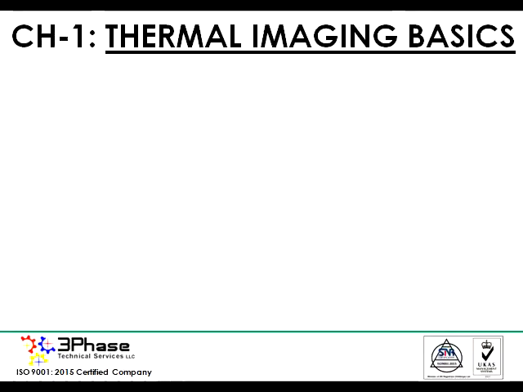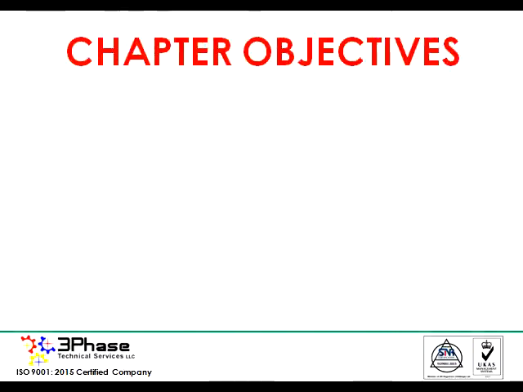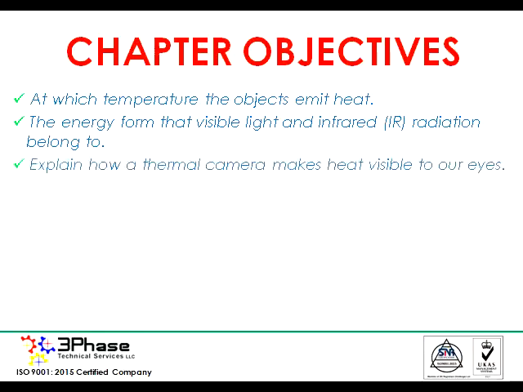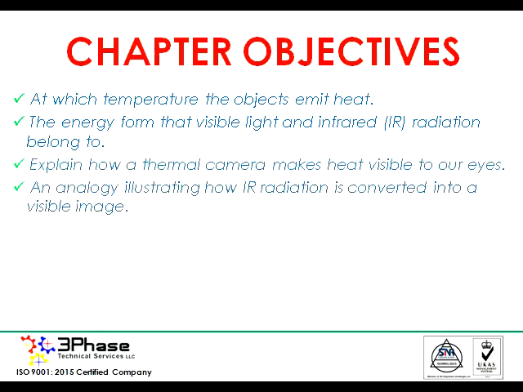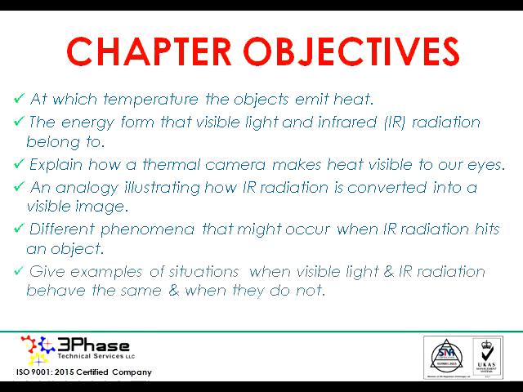Chapter 1. Thermal Imaging Basics. The objectives of this chapter are: at what temperature objects emit heat, the energy form that visible light and infrared radiation belong to, explain how a thermal camera makes heat visible to our eyes, an analogy illustrating how IR radiation is converted into a visible image, different phenomena that might occur when infrared radiation hits an object, and give examples of situations when visible light and infrared radiation behave the same and when they do not.